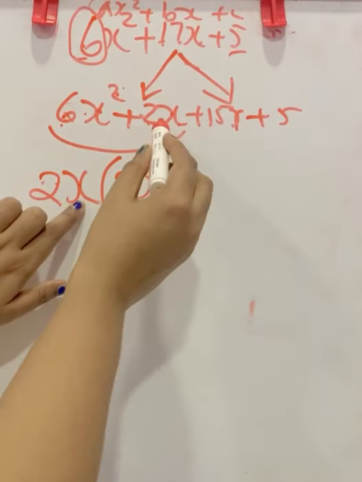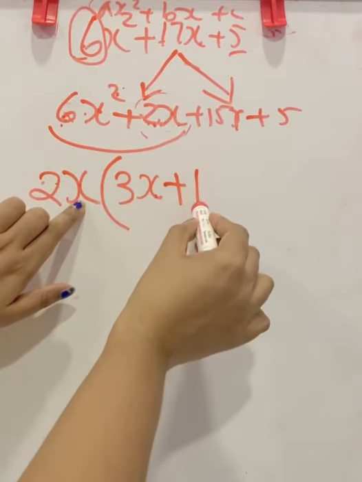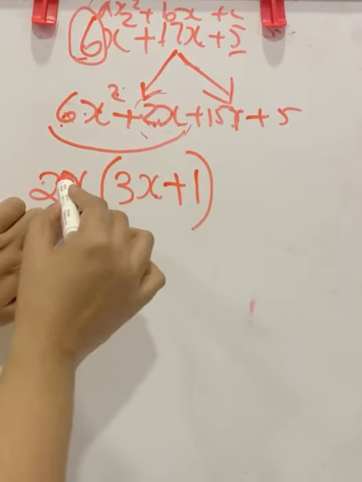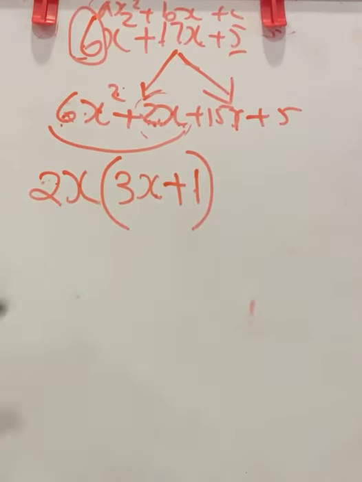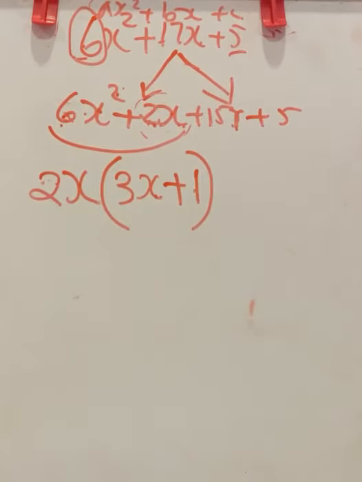Now plus from 2x itself is taken outside, so the balance will be 1. Close the bracket. Let us check: 2x into 1 is 2x. So this is the next step we have to follow in this method. That is, from the first two terms you have to take the common factor outside of the bracket.